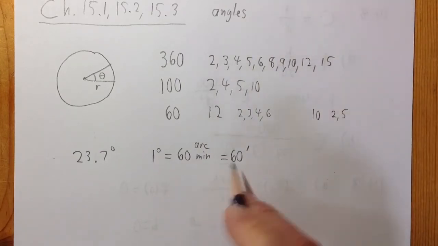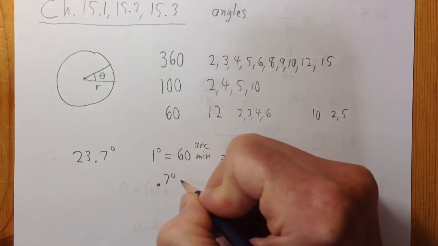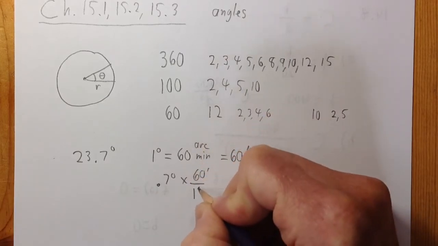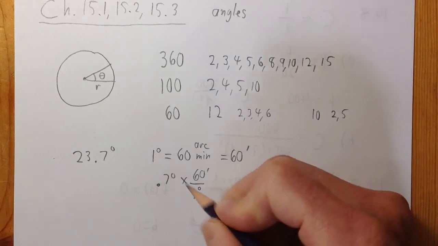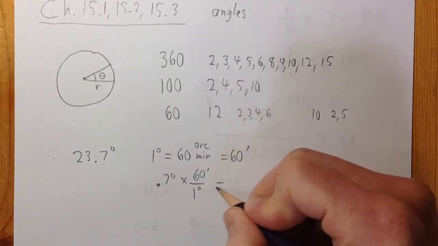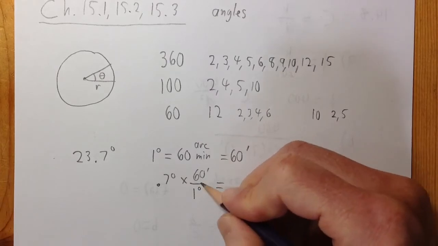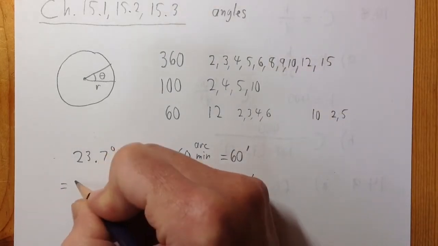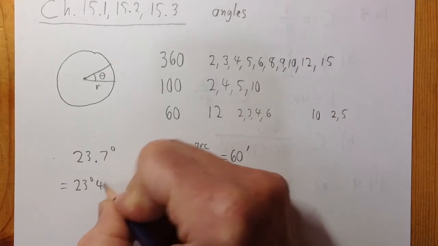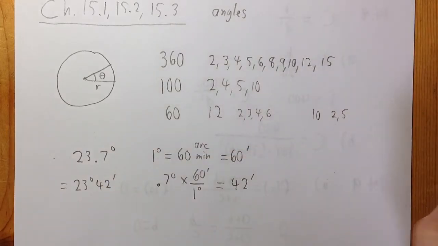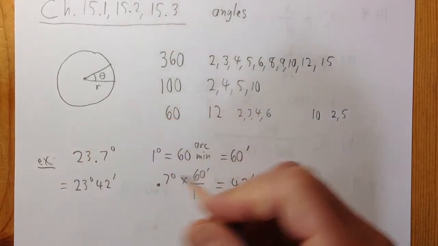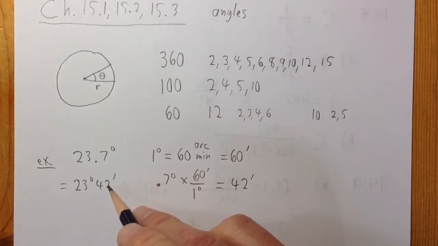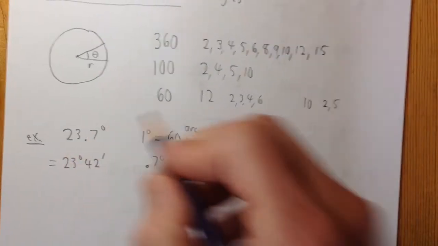So 1 degree is 60 arc minutes, therefore for 0.7 degrees, you just multiply by 60. 1 degree is 60 arc minutes. The degrees cancel, so you just go 0.7 times 60. That's 42. So 42 minutes. So 23.7 degrees is the same thing as 23 degrees and 42 minutes. So that's one example. Again, they didn't like tenths, because that's what this is. They liked 60s, if not 360s, at least 60s. So that's how you change it. 0.7 degrees is 42 minutes.